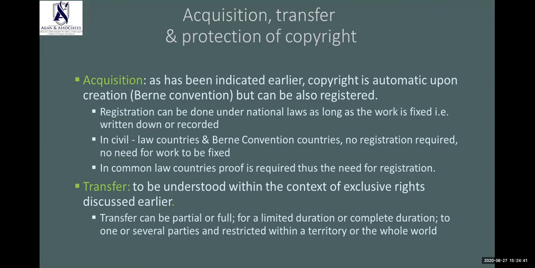Now, in civil law countries and Berne Convention countries, again, no registration really is required, and there is no need for the work to be reduced in writing. Countries like France, for example, is a civil law country. Vienna is a civil law country. In those countries, it is not a requirement that a work must be fixed in order for it to be acquired. But in common law countries like ours, like Kenya, proof is required, and as such, the work to be registered must be in fixed form in order for it to be placed as evidence should the need arise.